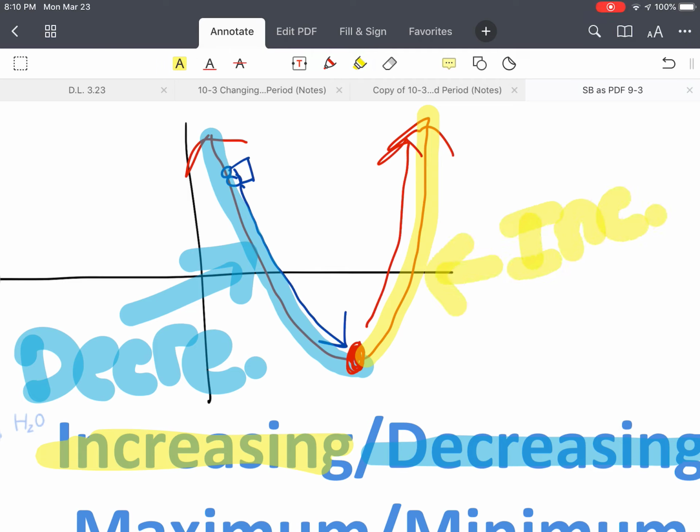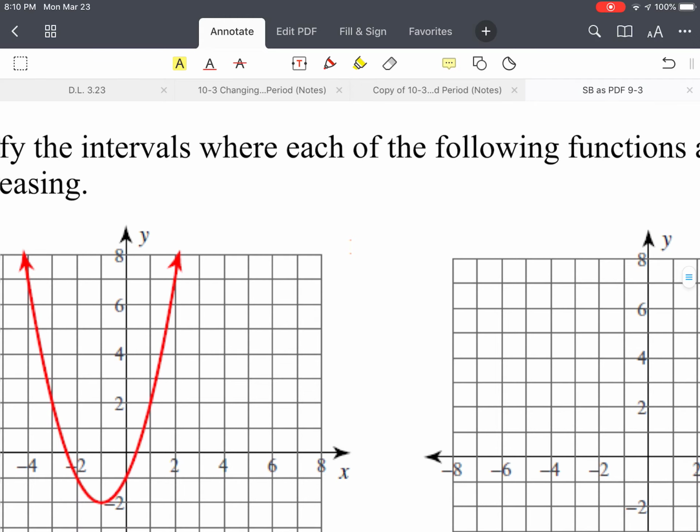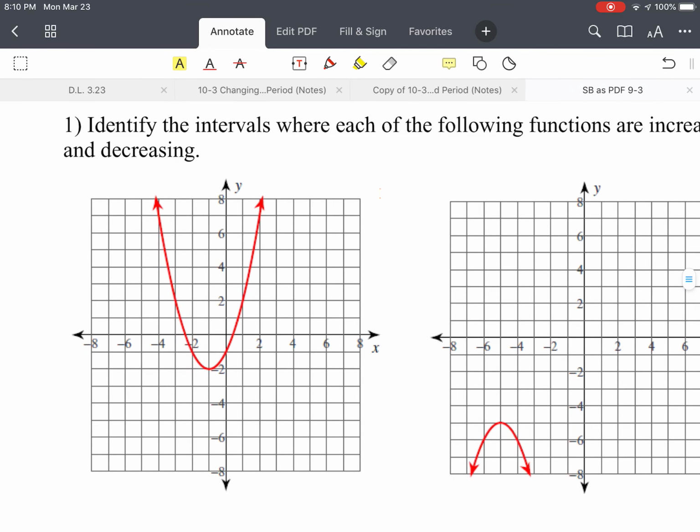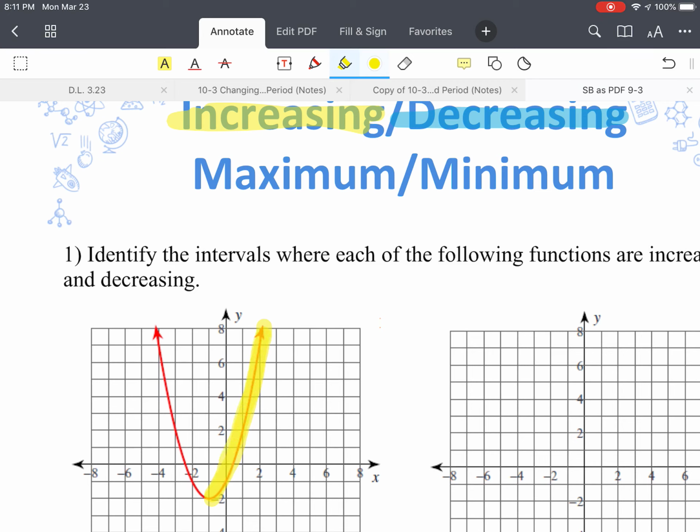Okay. So if we go to the first question, it says identify the intervals where each of the following functions are increasing and decreasing. Take a second. I want you to highlight on number 1A where you think it's increasing and where you think it's decreasing. Okay. So it's increasing in this section. It's going up. If I was on a roller coaster, I'd be traveling up here. I'll even draw a little car in for you to kind of imagine it. We're going up. And we are decreasing in this section. We'd be going down in this section.